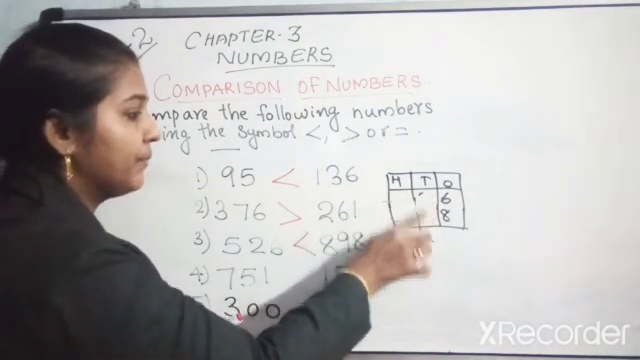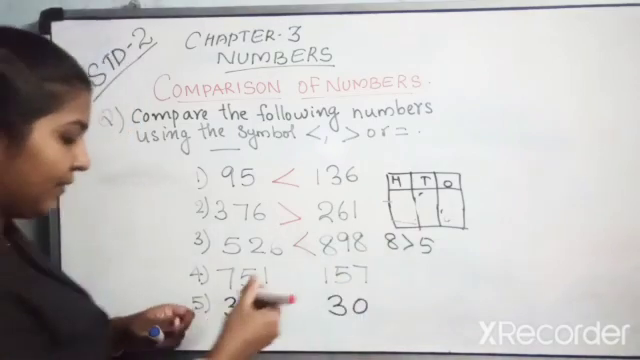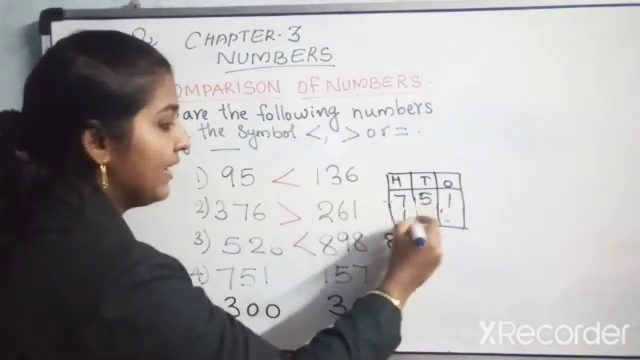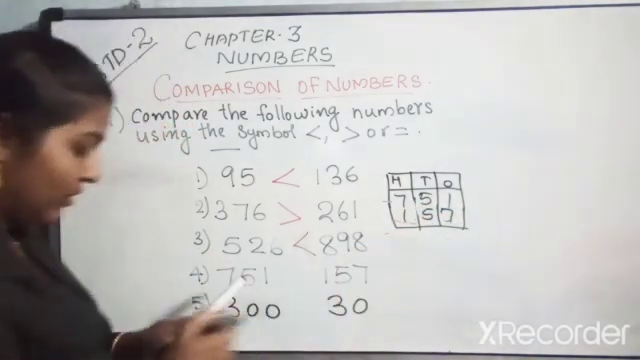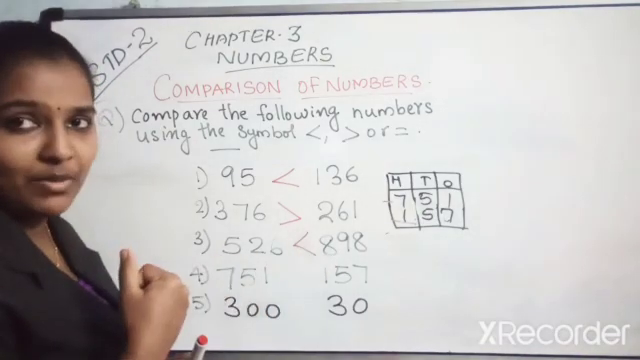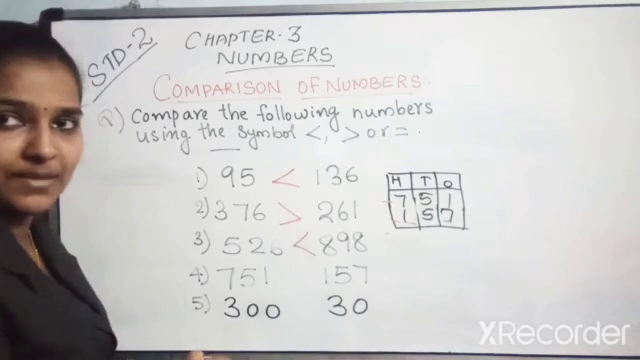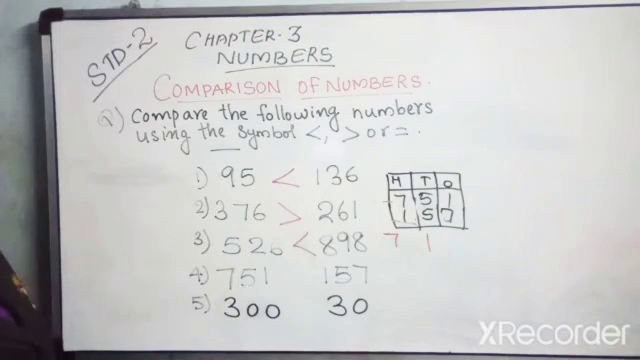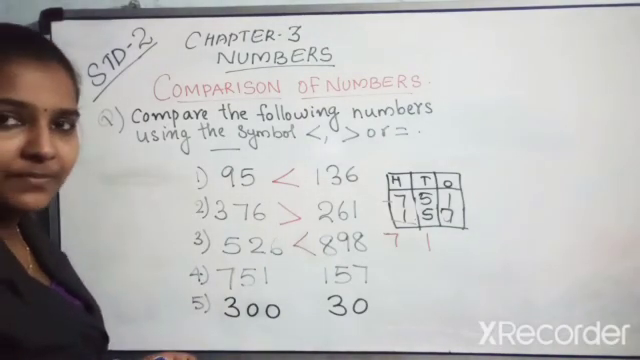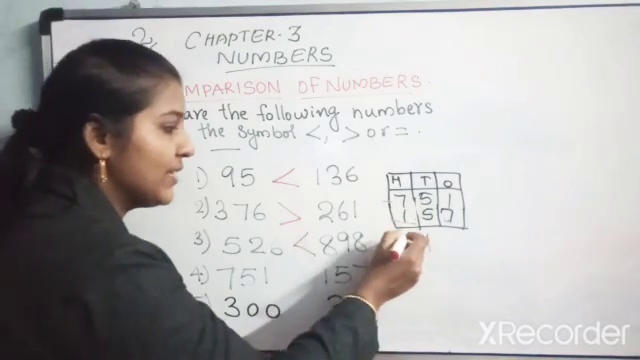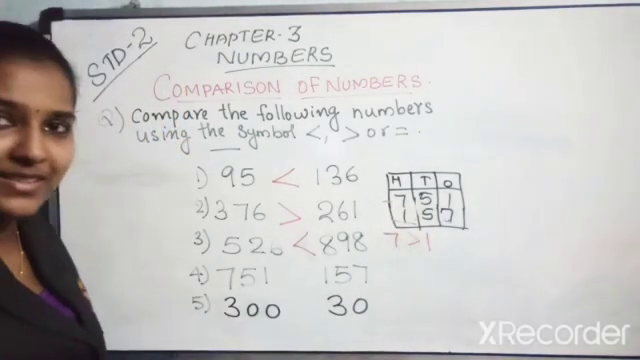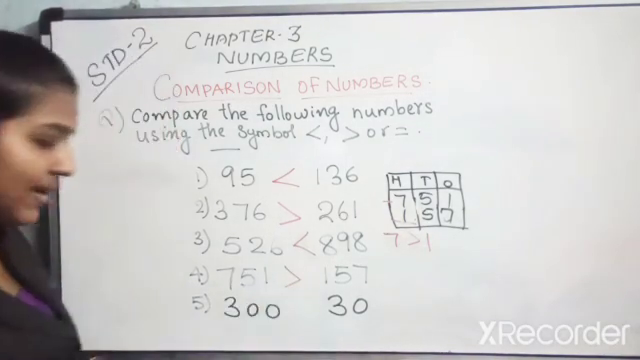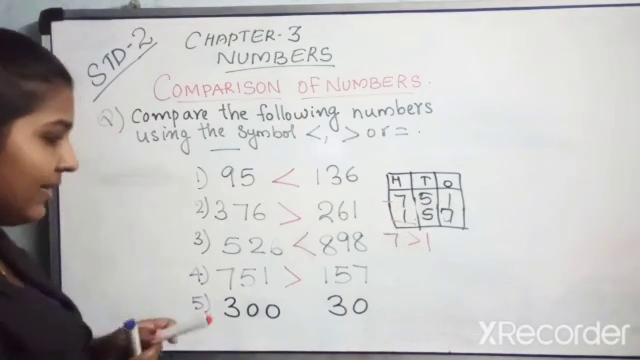Okay. Now next number, 751 and 557. So here both are 3-digit numbers. So look at the hundreds place digits. Okay. It is 7 and 5. Tell me children, which is greater among these? Yes, 7 is greater than 5. So you can put the symbol greater than here. Okay. So here you can put the same greater than. Clear children? Now let's move to the next question.